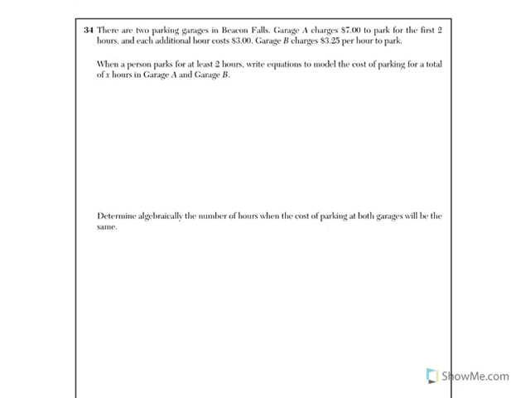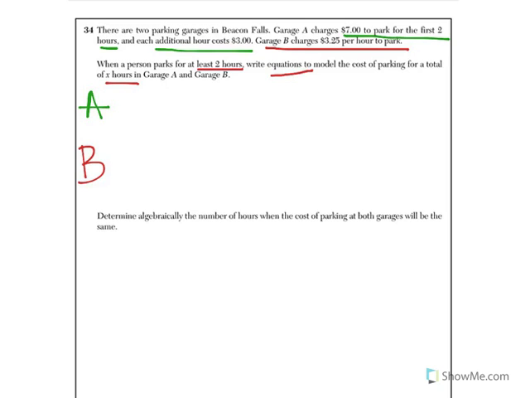Question 34 says that there are two parking garages in Beacon Falls. Garage A is going to charge $7 to park for the first 2 hours, and then each additional hour will cost $3. Whereas Garage B is going to just charge a flat rate of $3.25 per hour to park. So it says when a person parks for at least 2 hours, write equations to model the cost of parking for a total of x hours in Garage A and Garage B. So we'll have A and we'll compare it to Garage B.